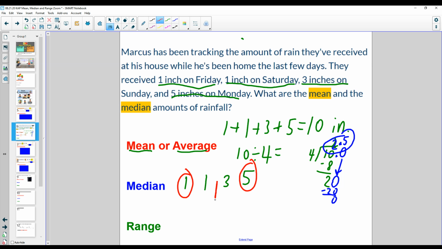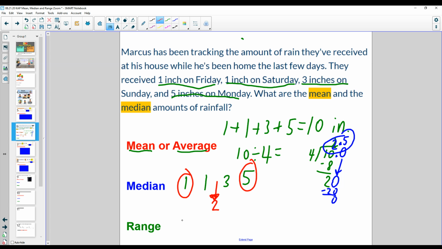What number or value comes between these two numbers? What whole number comes between 1 and 3? It is 2. And that is the median. Another way some people would find it is they add up these two numbers, 4, divide it by two numbers, 2, and that's how I get 2.